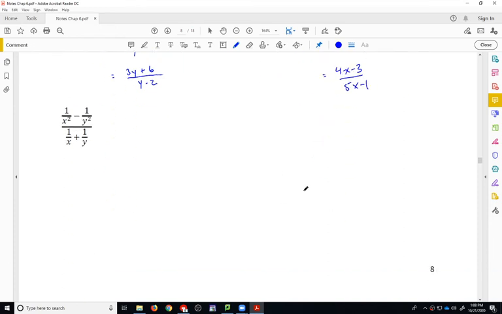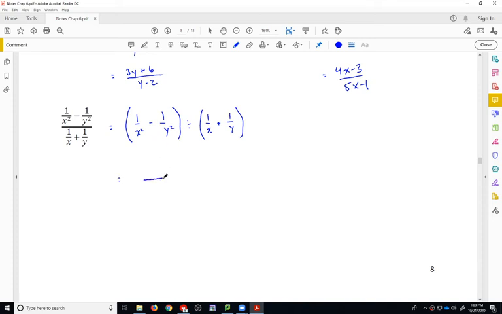All right, let's look at another question. So again, the first thing you're going to do is write it as a division question. So this is 1 over x squared minus 1 over y squared divided by 1 over x plus 1 over y. You're going to simplify these separately.